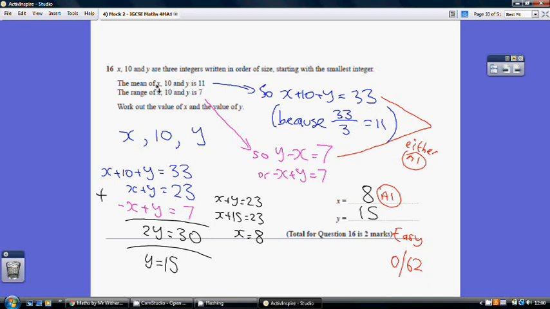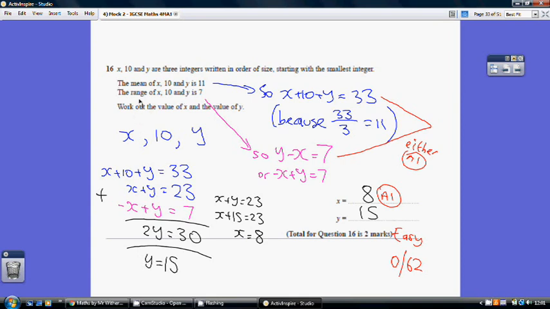So when you divide the 33 by 3, you get the 11. So the first thing we know is x plus 10 plus y equals 33. If we simplify this by taking 10 away from both sides, we get x plus y equaling 23. So that's our equation number 1, just from the first sentence.